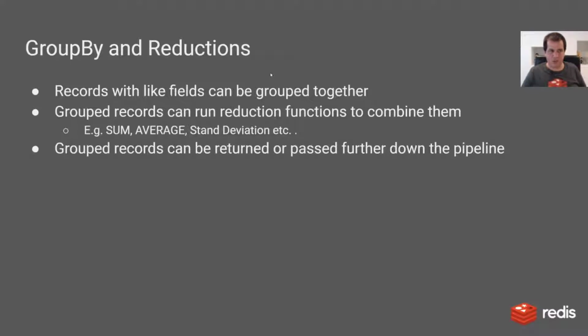So group bys and reductions are basically grouping like objects together, and then they allow you to run reductions on them. Reductions in this case are like sums and averages, standard deviations. There's quantile, which is a median kind of thing. You can get random items from the group records, all these sorts of things that reductions allow you to do. And then group records can also be passed further down the pipeline.